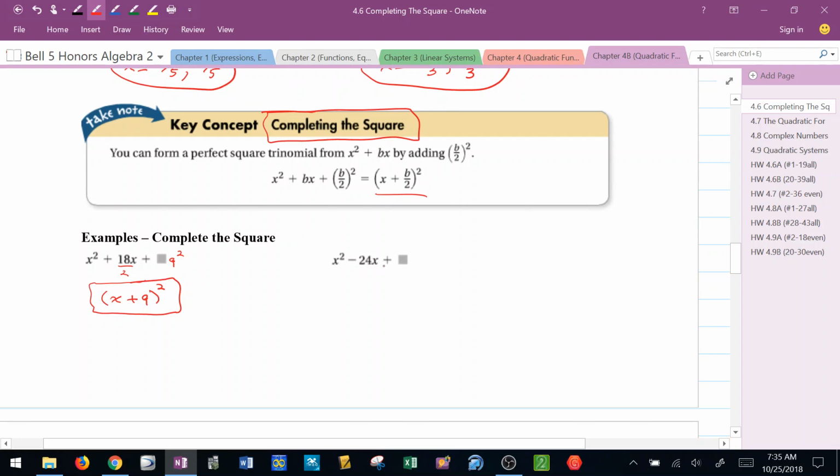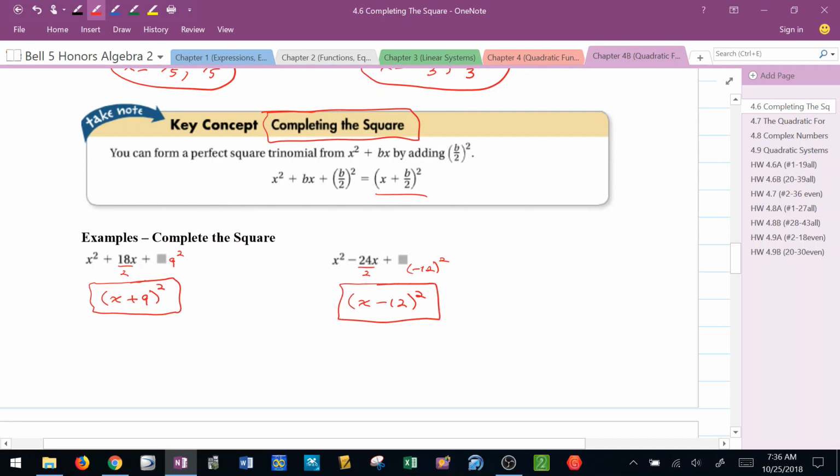Okay? Take a look at the right one here now. Notice how there's a subtraction there. I'm going to take b divided by 2, which would be negative 12, square it. That gives me 144. All right? Or let me rewrite that a little bit differently. Sorry, I can't find my eraser on my pen. 144 or negative 12 squared. I'm going to write it now as a factorization of x minus 12 quantity squared.